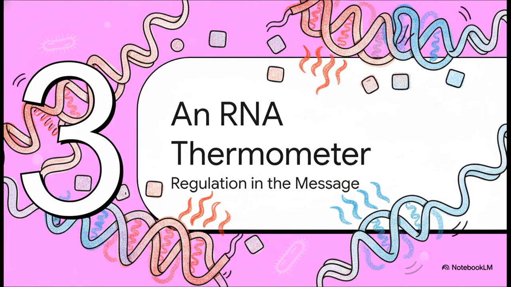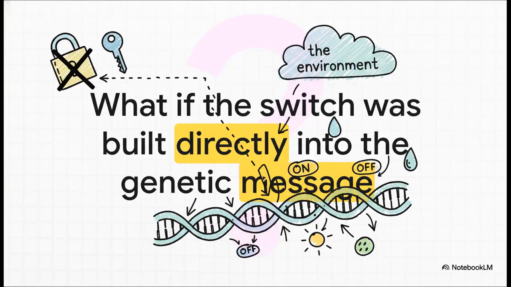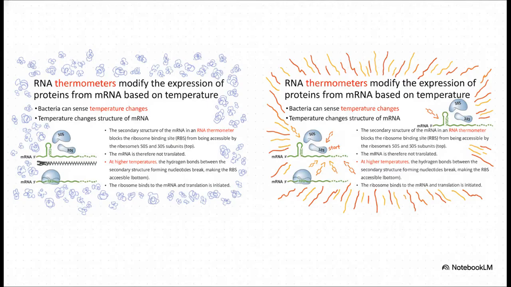Okay, that protein switch is pretty smart, right? But what if a cell could just cut out the middleman completely? Well, it turns out nature has found an even more direct, even more elegant way to sense the world. Just think about that for a second. What if you didn't need a separate lock and key at all? What if the environment itself could just reach in and directly flip the switch on the genetic instructions? And this is exactly what an RNA thermometer does.